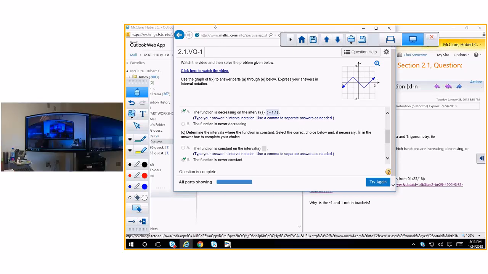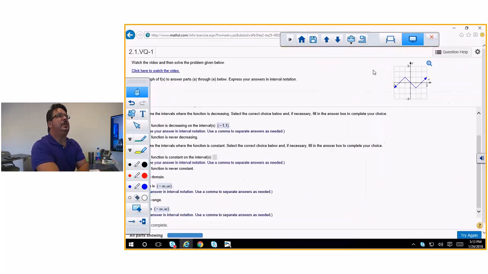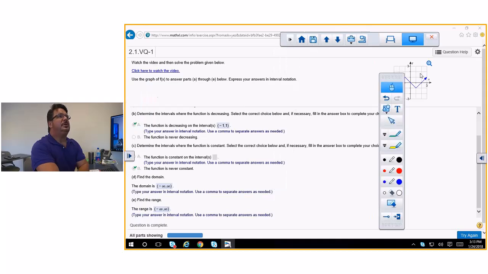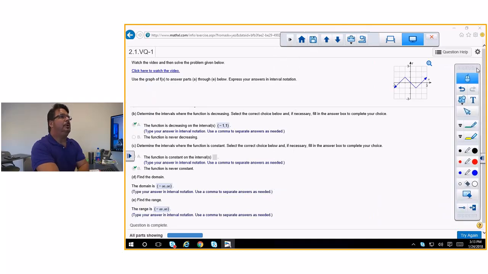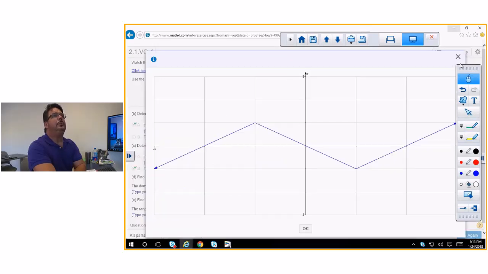This is 2.1, number 1. It's a video type problem, which shows a video. I'm going to see what the questions are asking, and then I'll just do it on the whiteboard. Determine the intervals where the function is increasing, decreasing, and constant, and the domain and range. Okay, it's asking for the general information. All right, here we go. I hope I can do this without the board messing up, but I'll go ahead and finish this one too.